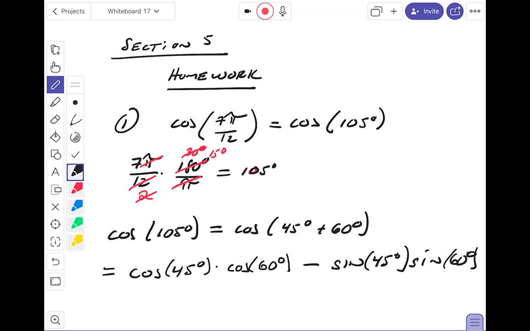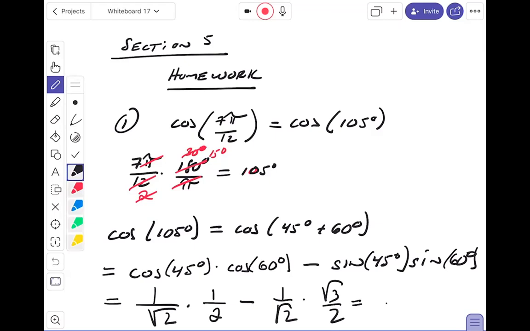Now, by the way, these should be known now. We've been doing this for some time now. But if you still need to draw triangles, that's fine, and there's nothing wrong with that. A lot of times I'll do it anyway, just because I think it's easy to do. So 1 over root 2. The cosine of 60 would be 1/2. That's 60 degrees, by the way. Minus sine of 45 is 1 over root 2. And the sine of 60 degrees is root 3 over 2.